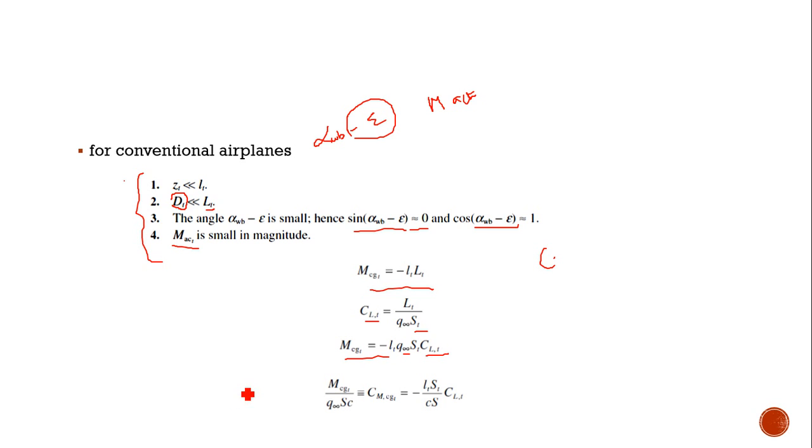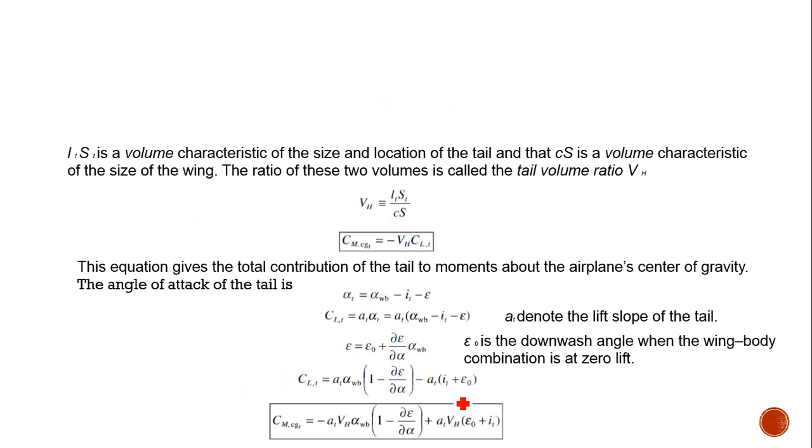Now what I am going to do is divide the equation by Q infinity S into C. Then the equation becomes MCGT divided by Q infinity S C, which is equal to the moment coefficient. It is the formula for the moment coefficient. Therefore we can write it like this: CmCGT equal to minus LT ST divided by C S into CLT.